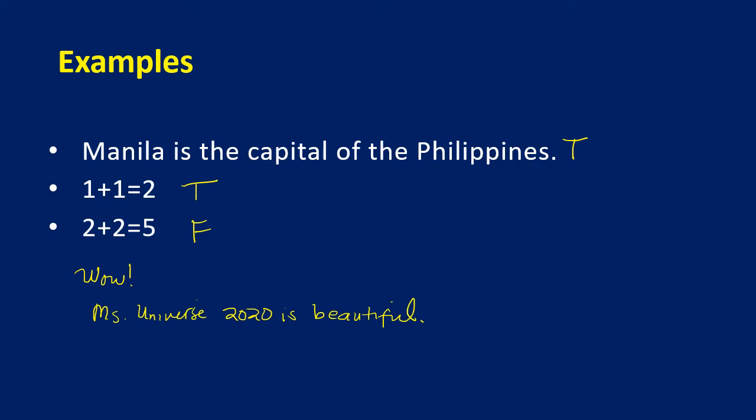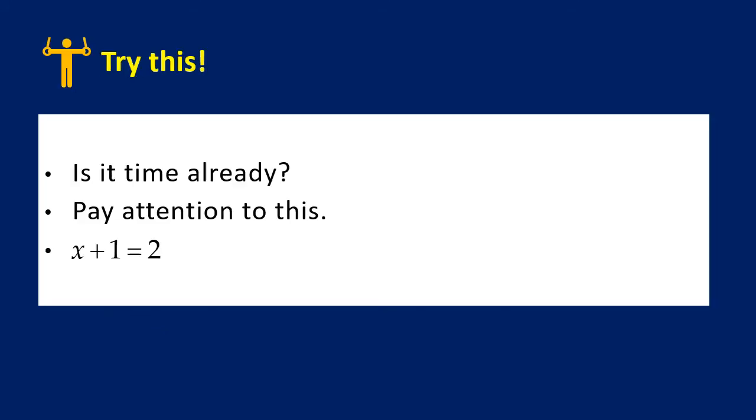We cannot really say as a matter of fact that this is true. We cannot also say that it is false. So it's some sort of it depends, correct? So statements wherein it depends, it's not a proposition. So these are not propositions.